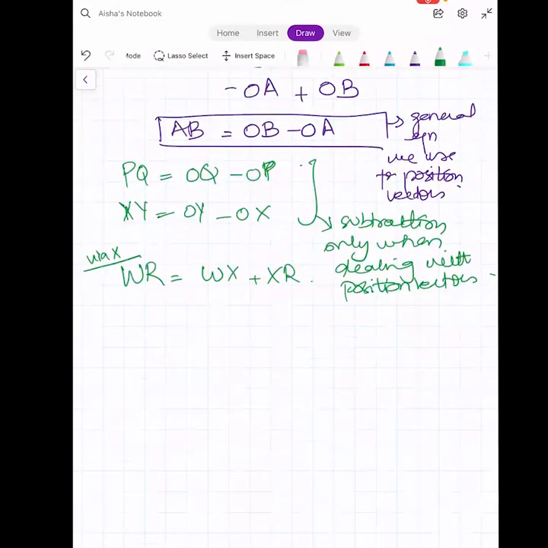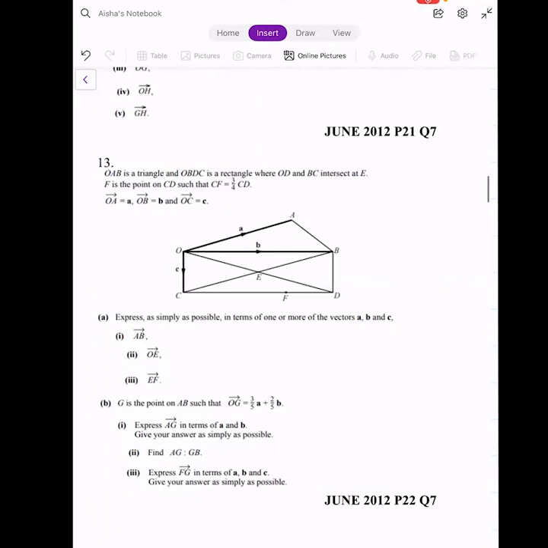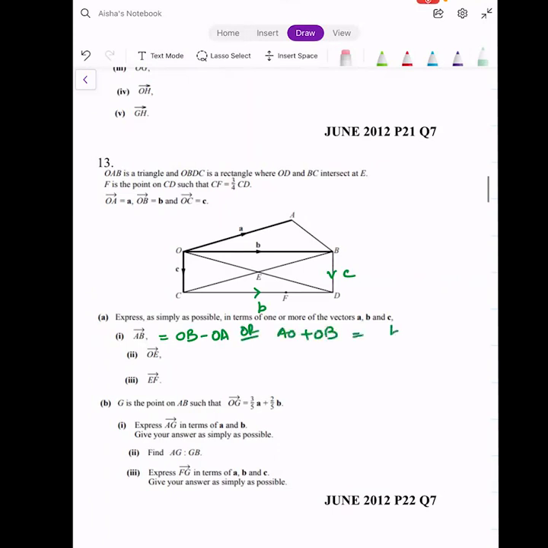Let's talk about this rectangle. If this is A, this is B, and this will also be C. They want you to find out AB, so I can write it as OB minus OA. You can also write AO plus OB, both will be correct, which is equal to B minus A. Now, can you find out OD? OD is equal to OB plus BD, so it's B plus C.